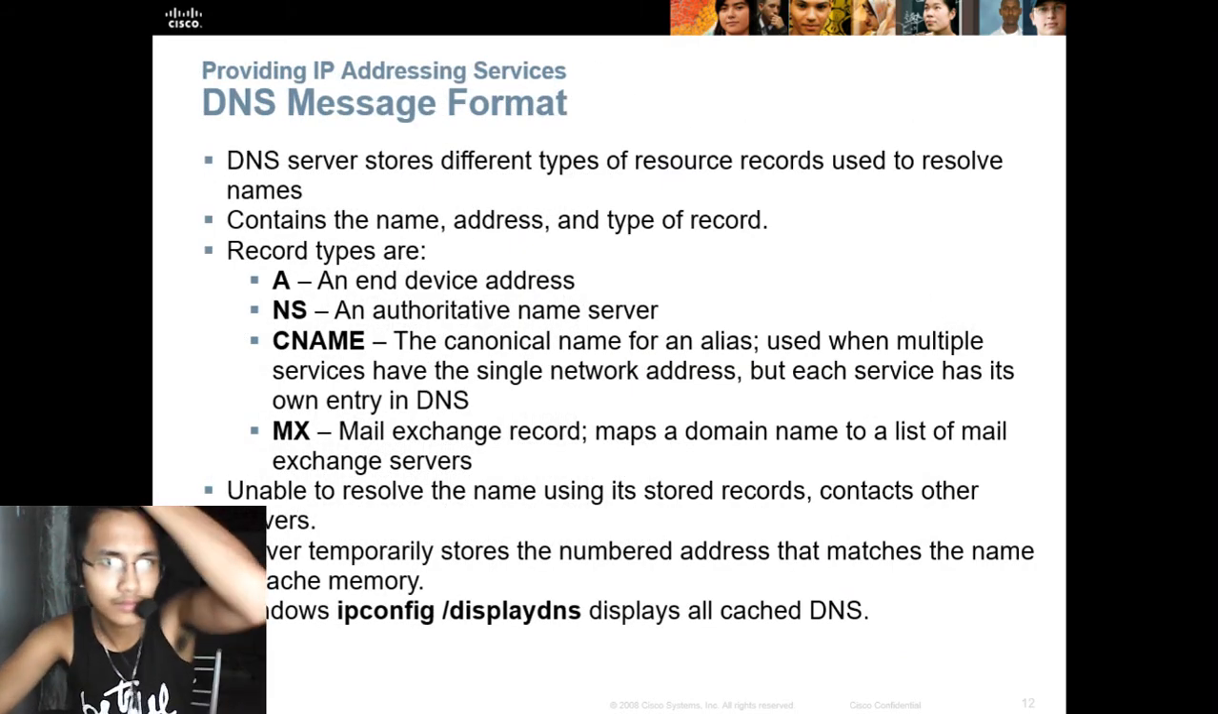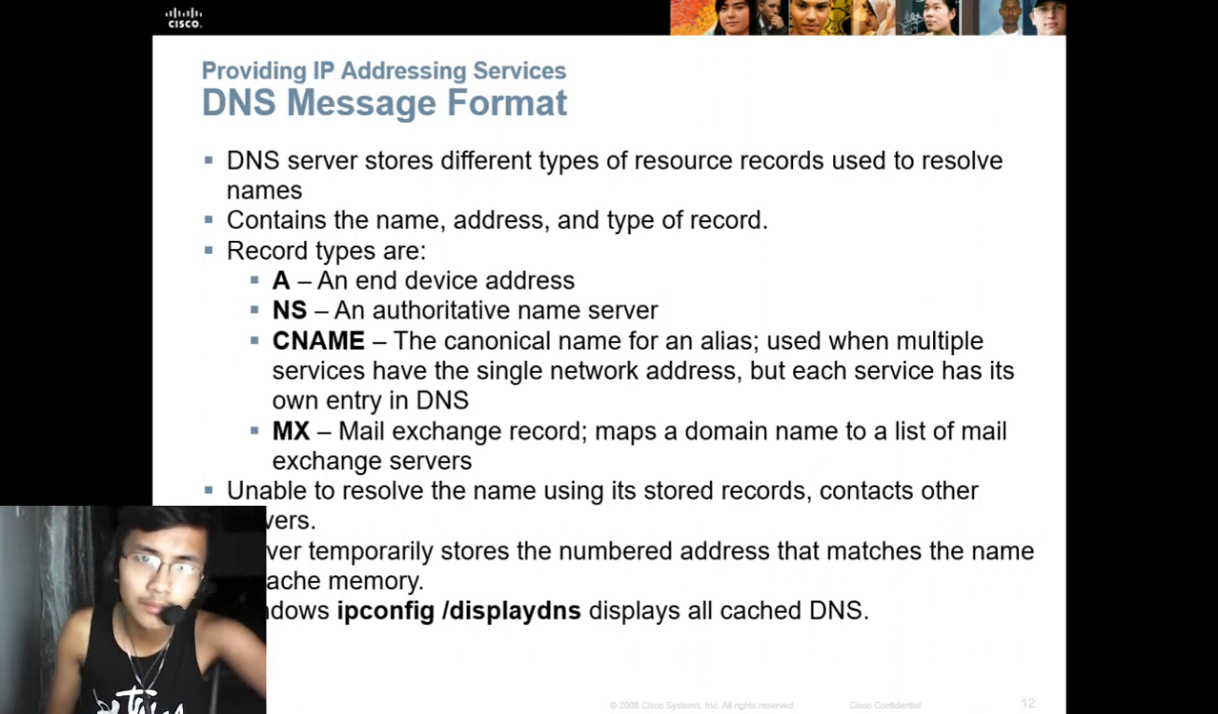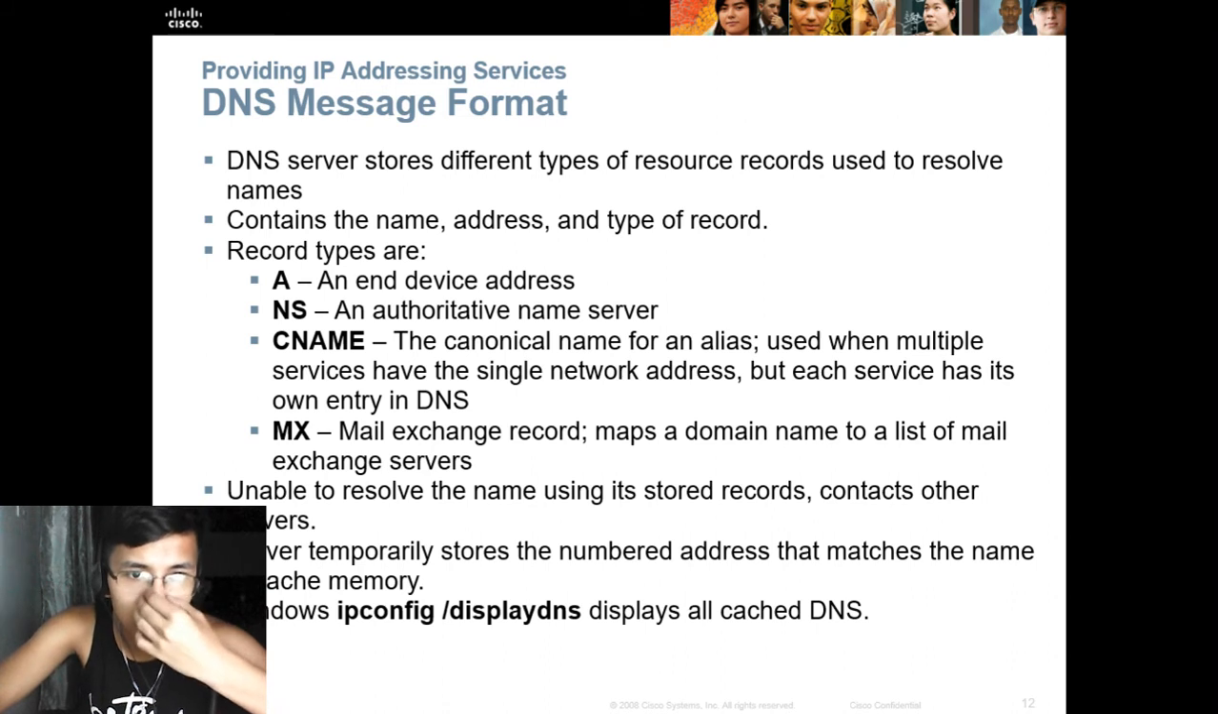On the DNS message format, a DNS server stores different types of resource records used to resolve names. Record types are A, an end device address; NS, an authoritative name server; CNAME, the canonical name for an alias, used when multiple services have a single network address but each service has its own entry in DNS; and MX, mail exchange record, which maps a domain name to a list of mail exchange servers.